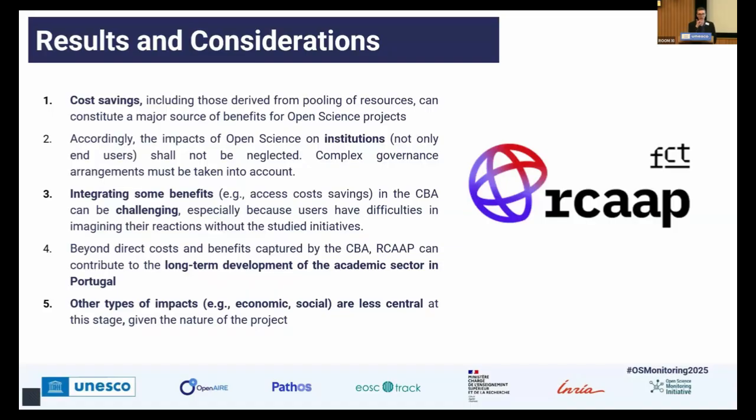Basically, we've also looked at benefits beyond CBA. Here in the context of recap, the main benefits are related to the academic sector, but there are also some benefits beyond that, social and economic ones, but they are likely smaller and quite challenging to document, to be honest.